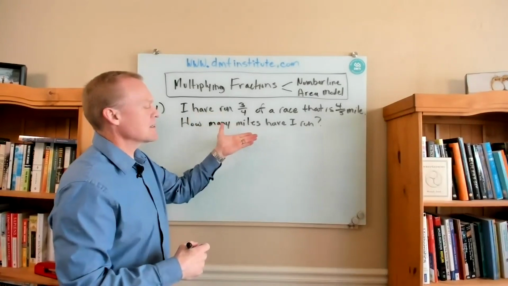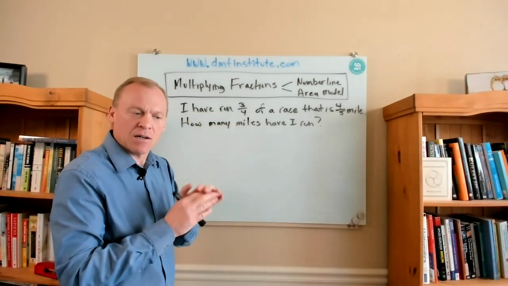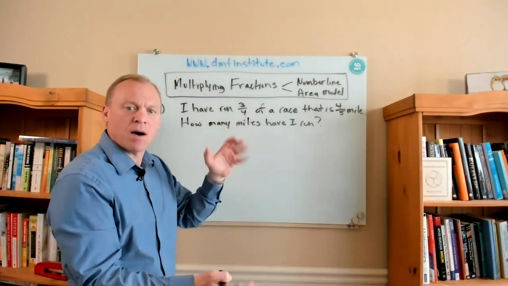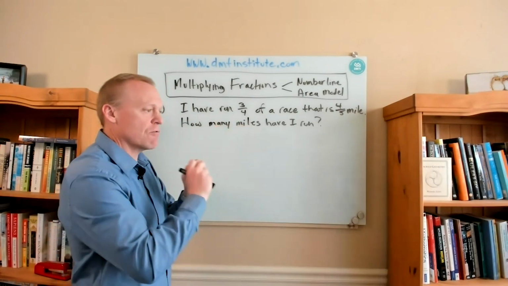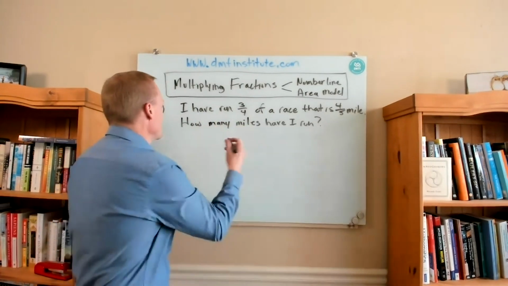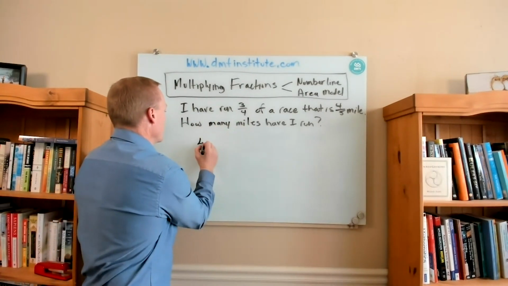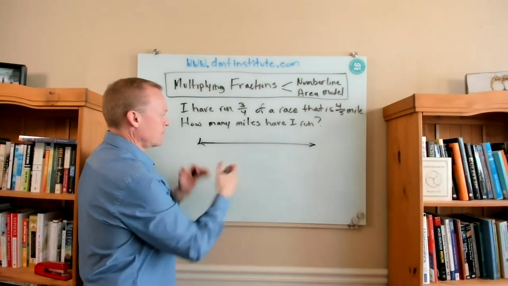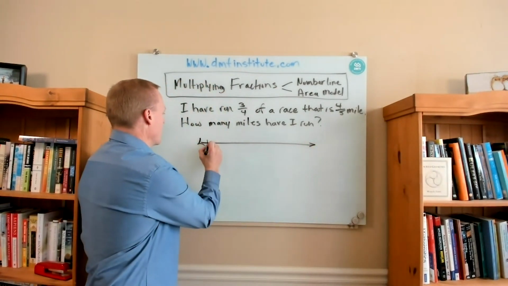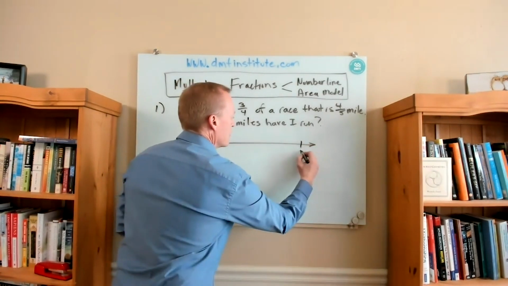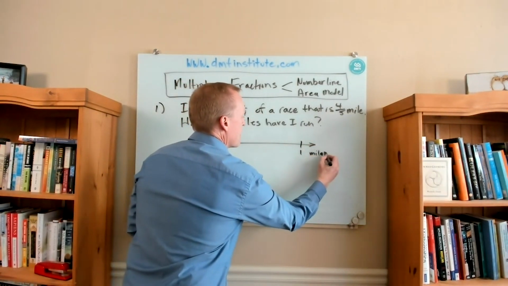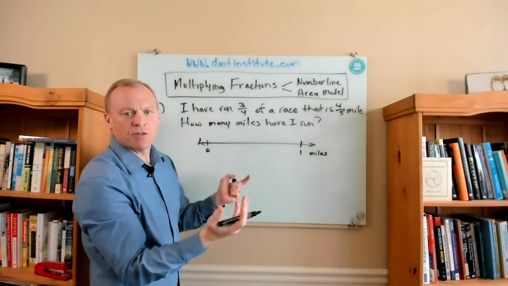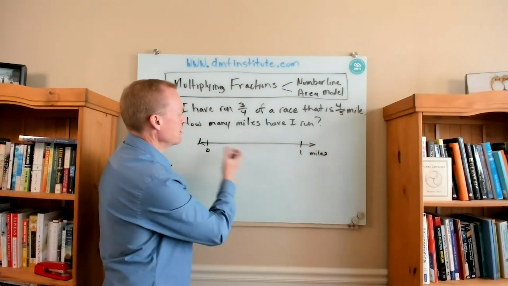So the first thing to ask is, does this feel like a linear or an area model context? In this case, running is linear. So we're going to use the number line as a visual model, iconic model to represent the situation. So since we're focusing on a mile, I am going to put miles here, and the miles are in fifths. So what I want to do is partition into fifths.